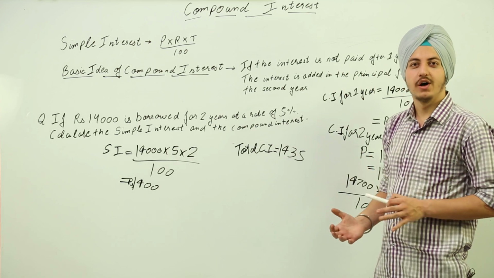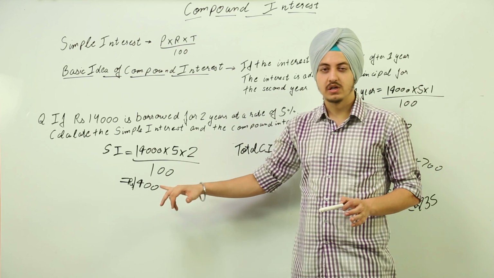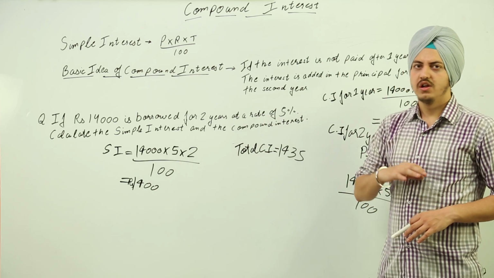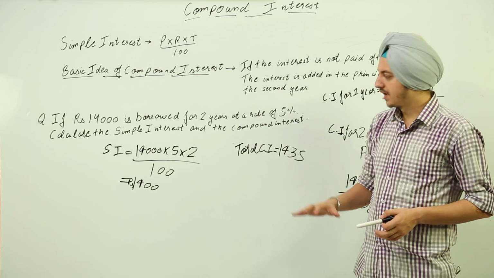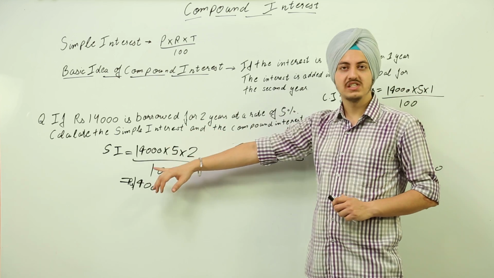So basically we know that the compound interest is more than the simple interest, and this satisfies everywhere. Wherever you have compound interest, it will always be greater than the simple interest.